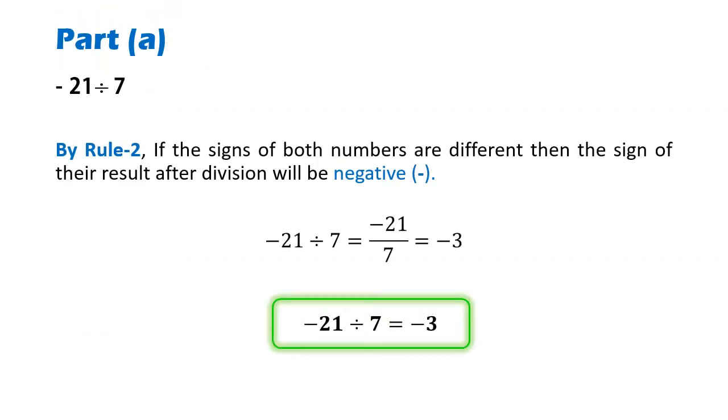Part A. -21 divided by 7. By Rule 2, if the signs of both numbers are different, then the sign of their result after division will be minus. Therefore, -21 divided by 7 equals -3.